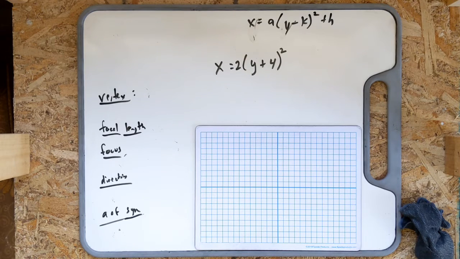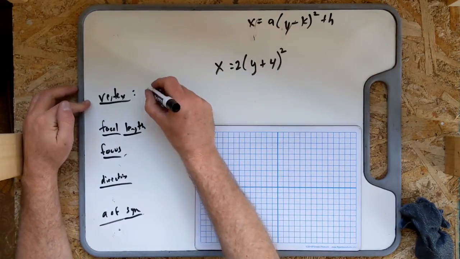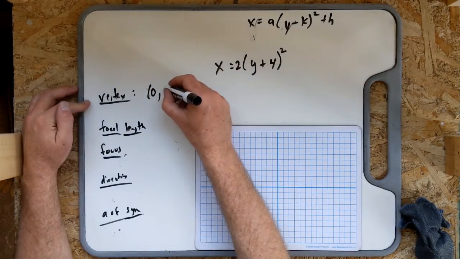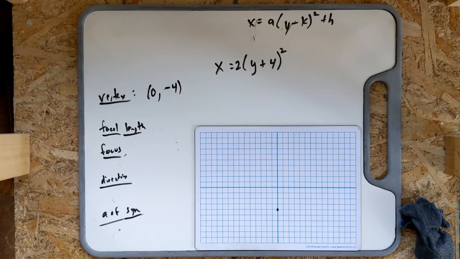All right, you're back. We'll start with the vertex. h doesn't have a value, which means it's 0. So that's 0, -4. So it's down here. The focal length is still an eighth.